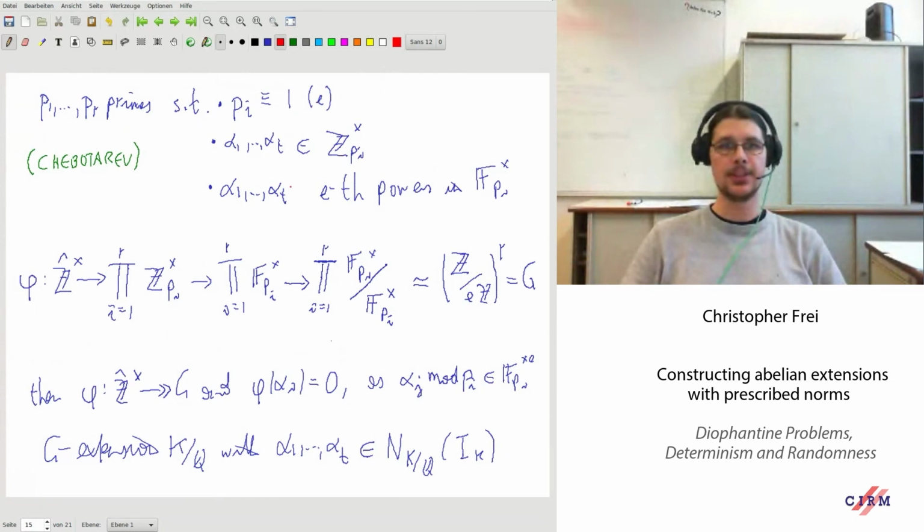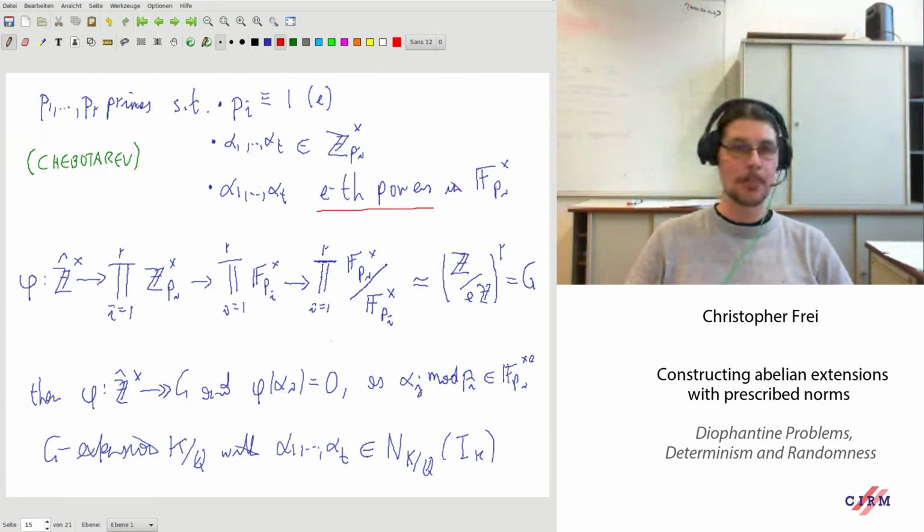So E was the exponent of G, such that my elements alpha that I want to be norms are local units at these primes. And moreover, if you reduce them mod Pi, then there should be E-th powers in the residue field. Okay. So all of these conditions are of Chebotarev type. So the Chebotarev density theorem guarantees that there are infinitely many such primes. And if you take effective versions of Chebotarev's theorem, then you can also see how long you need to search if you're really unlucky. But you will find such primes.